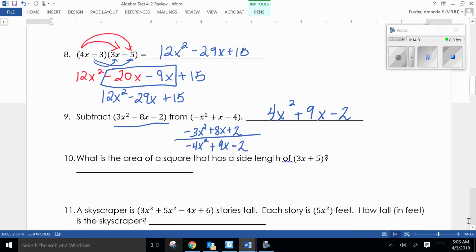What is the area of a square that has a side length of 3x plus 5? Okay, so knowing that it's a square, and I want the area, and all sides are the same, I can actually just do 3x plus 5 squared, which we know we need to rewrite. I can't just distribute the 2. I need to rewrite as 3x plus 5 times 3x plus 5.